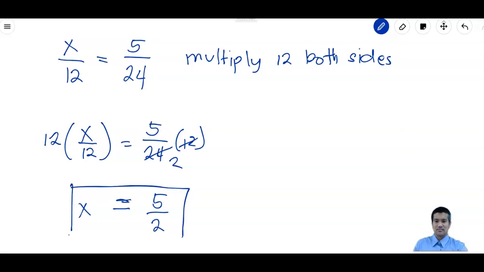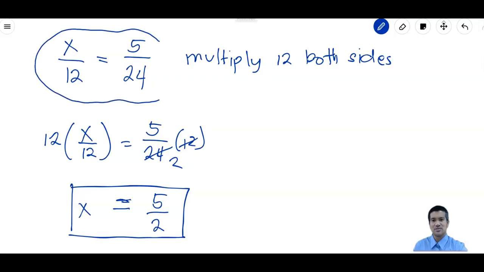Okay. So the same when you're going to check. Let's say we have x equals 5 over 2. Let's go to the original equation, x over 12. We will use this original equation to check. So our value of x is 5 over 2.